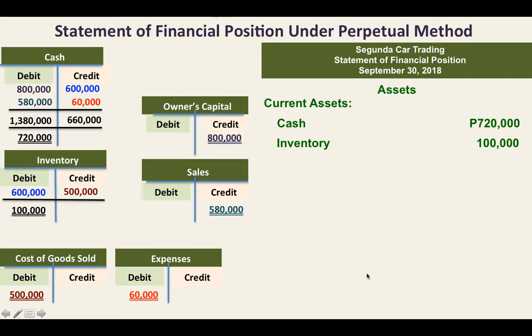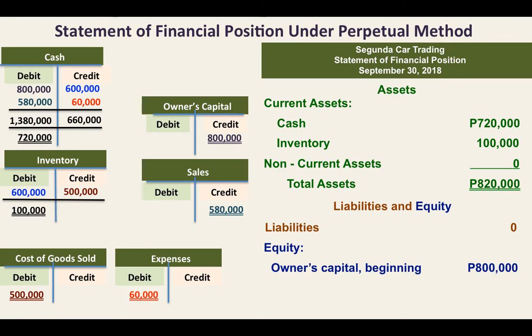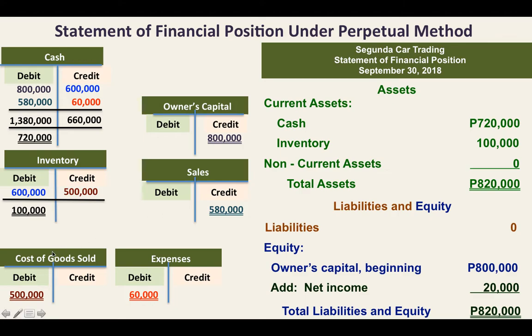Do we have non-current assets? Zero. So our total assets is 820,000. Let's now determine our liabilities and equity. Liabilities is zero, then our equity is our owner's capital, which is 800,000. And based on our income statement, we have an income of 20,000. So our total liabilities and equity is 820,000. Okay, class.